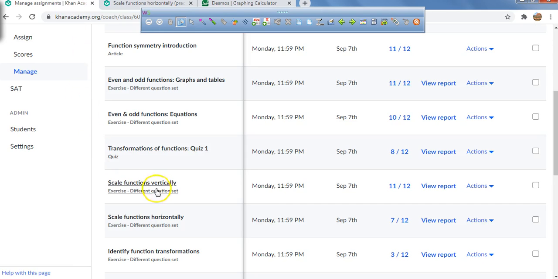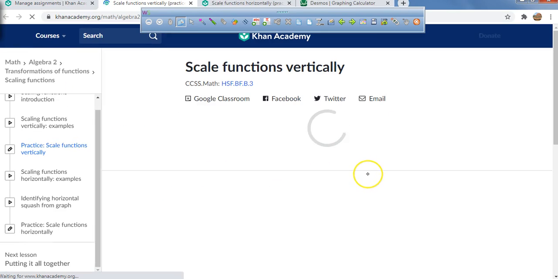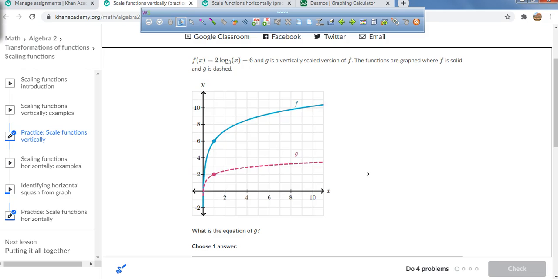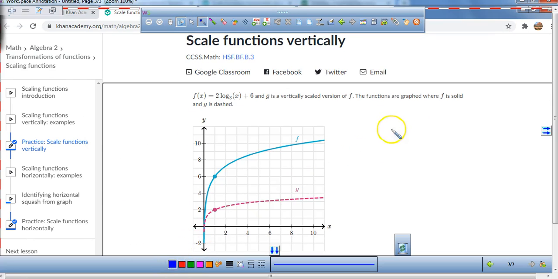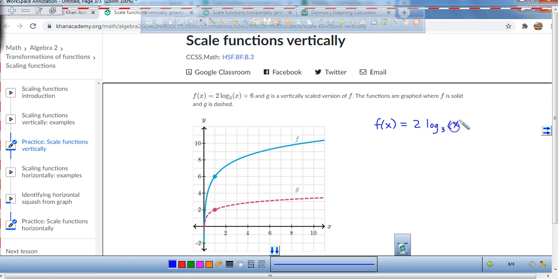All right, let me try to do that one more time. A couple more here, okay? Let's take a look at this one now. Here we have a function, f of x. It's a logarithmic function. So I'm going to put f of x equals 2 log base 3 of x plus 6. And it says g of x is a vertically scaled version of f. So we have to figure out what g of x is equal to.